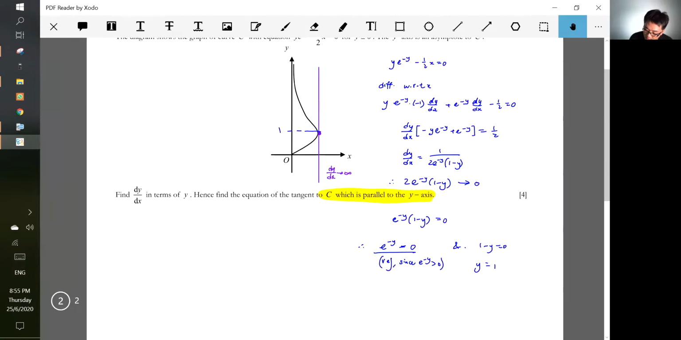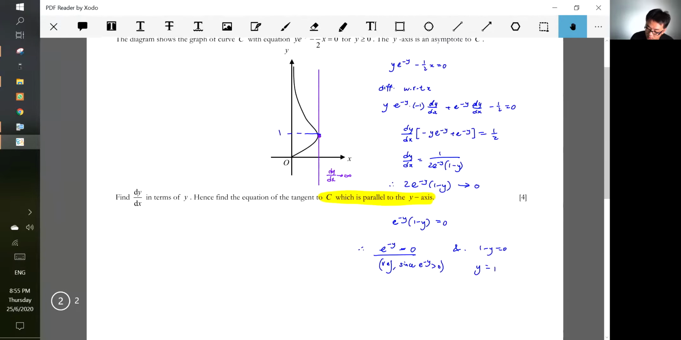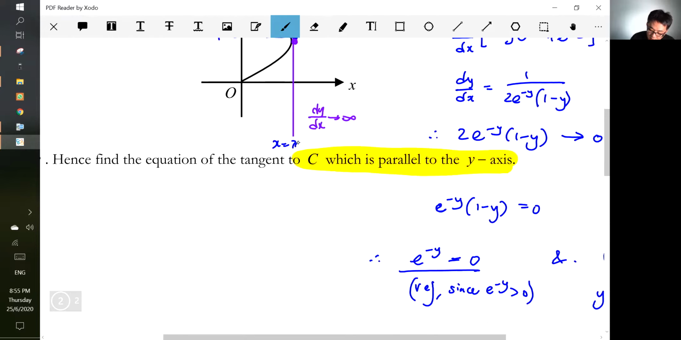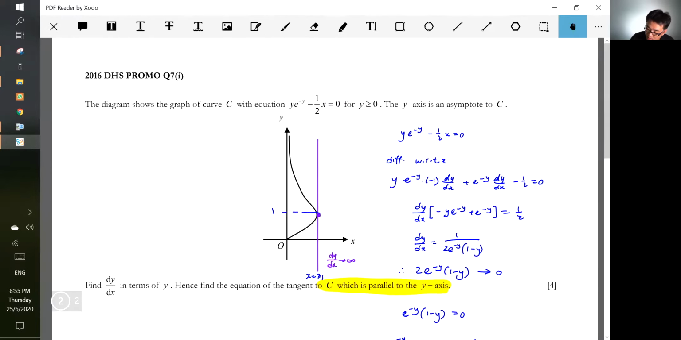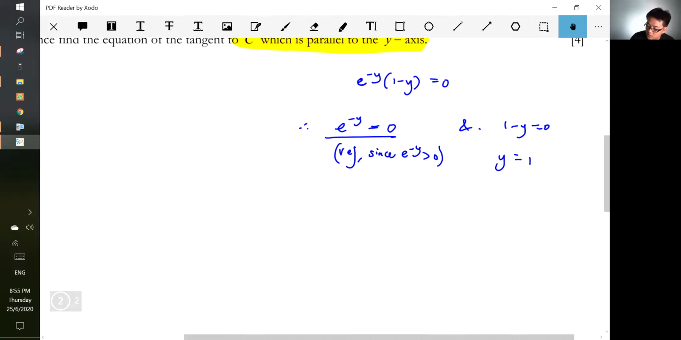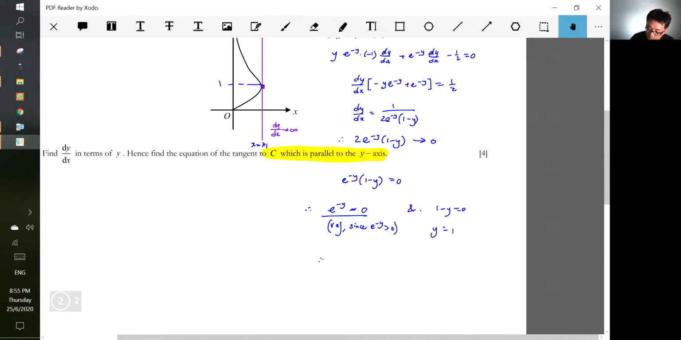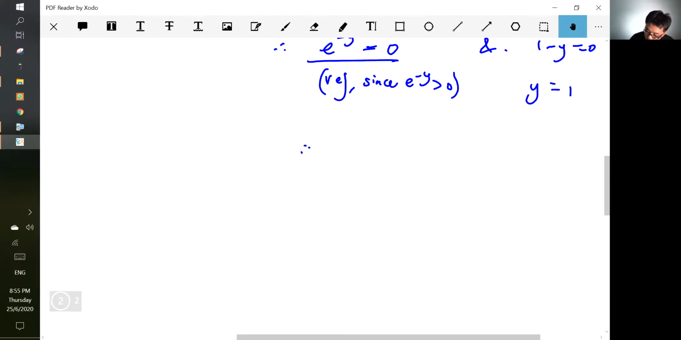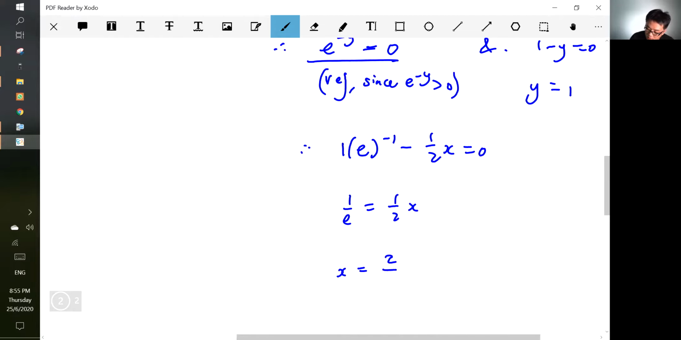So you know that this is y equals 1. You want to find the equation of the tangent which is parallel to the y-axis, so this is x equals something. You need to find what's the x. So you just sub 1 back in. So hence 1 e^(-1) - (1/2)x = 0. So yes, you are right. This answer is wrong. It's 2 over e.